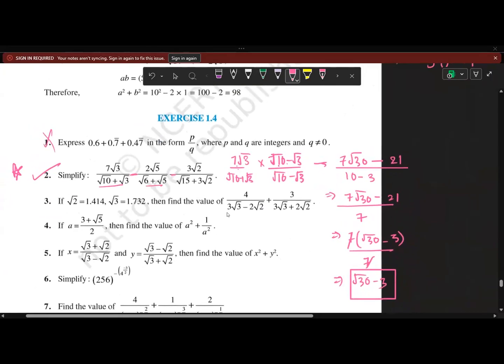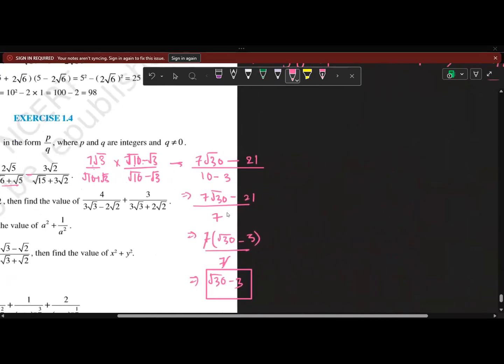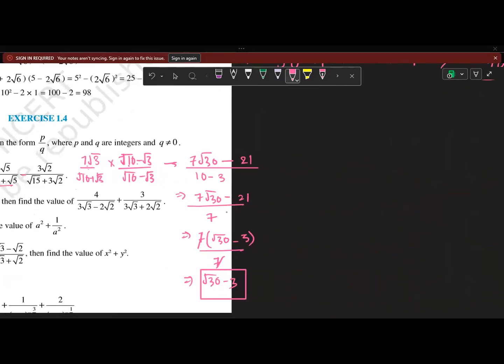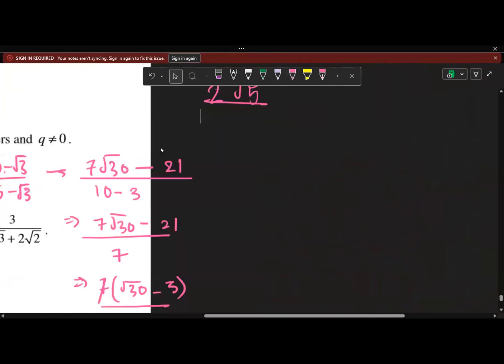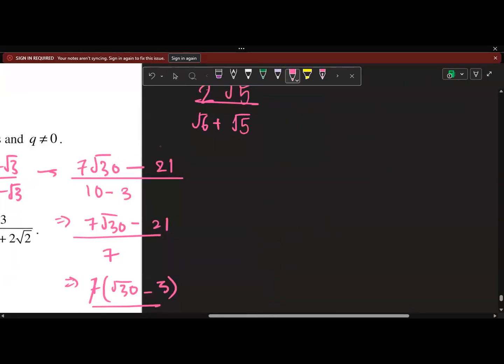Yes, ma'am. Then I simplified 2 root 5, divided by root 6 plus root 5, right? Yeah, tell me how will you rationalize? Root 6 minus root 5. You will multiply and divide with root 6 minus root 5? Yes, ma'am. Yes. So what do you get?